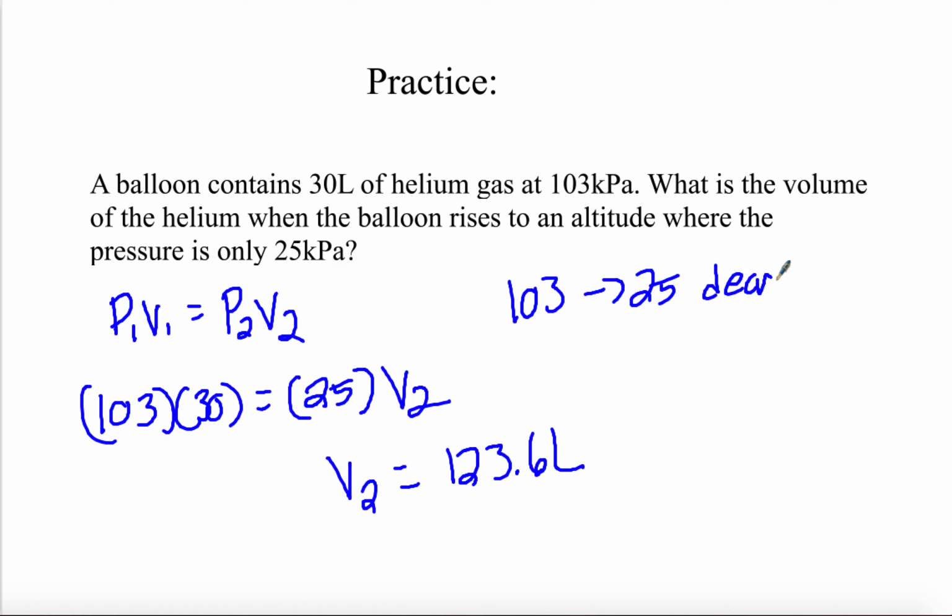This makes sense because you see the pressure dropped from 103 to 25, which is a decrease in P. So if the pressure decreased, the volume should have increased. They have an indirect relationship. The volume went from 30 to 123, which makes sense if the pressure decreases.